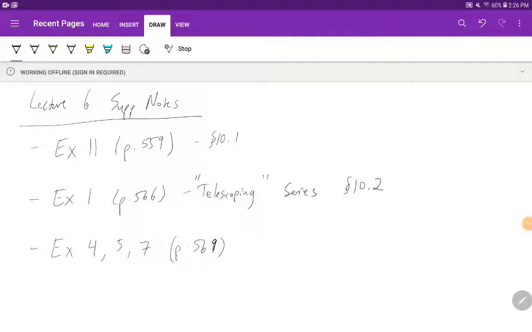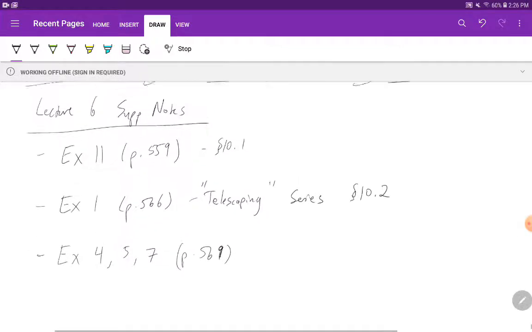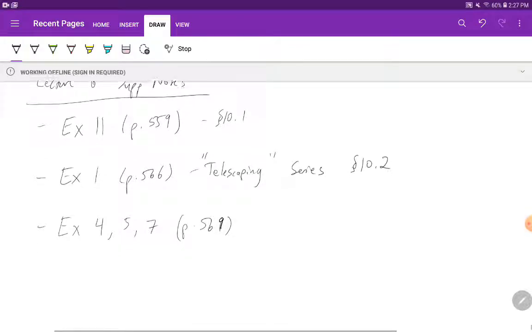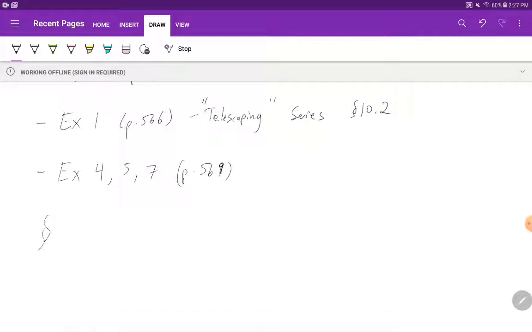I'm here doing some examples from 10.1 and 10.2. More from 10.2 because I know we kind of rushed at the end with the geometric series stuff, so I want to make sure you guys are clear and good with geometric series. So why don't we just jump right into 10.1?